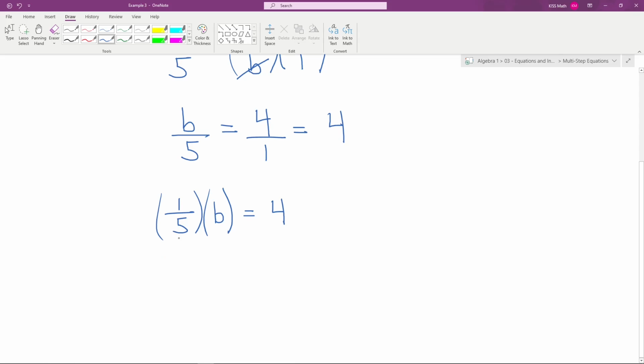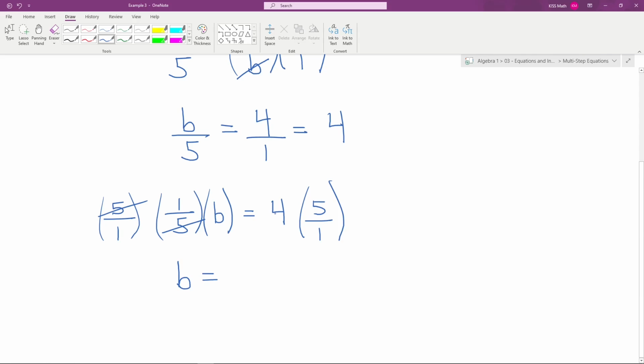is our coefficient. And the way to get rid of the coefficient is you can multiply by the reciprocal, right? So the reciprocal of a fraction is the fraction flipped. So in this case, the reciprocal of 1 over 5 is 5 over 1, like that. And if I multiply it on the left side, do the same over here. And so this 5 and this 5 will cancel as intended. And the whole point of that was to get b by itself.